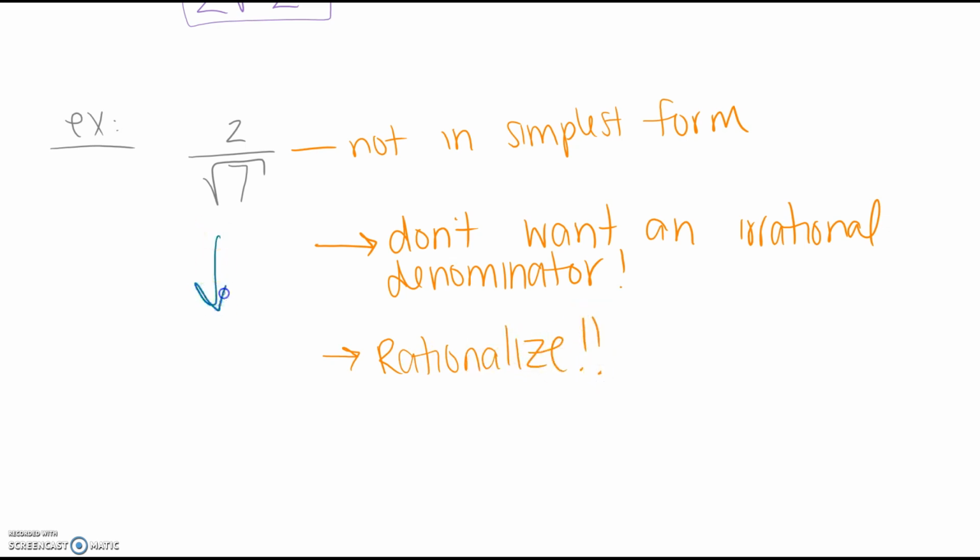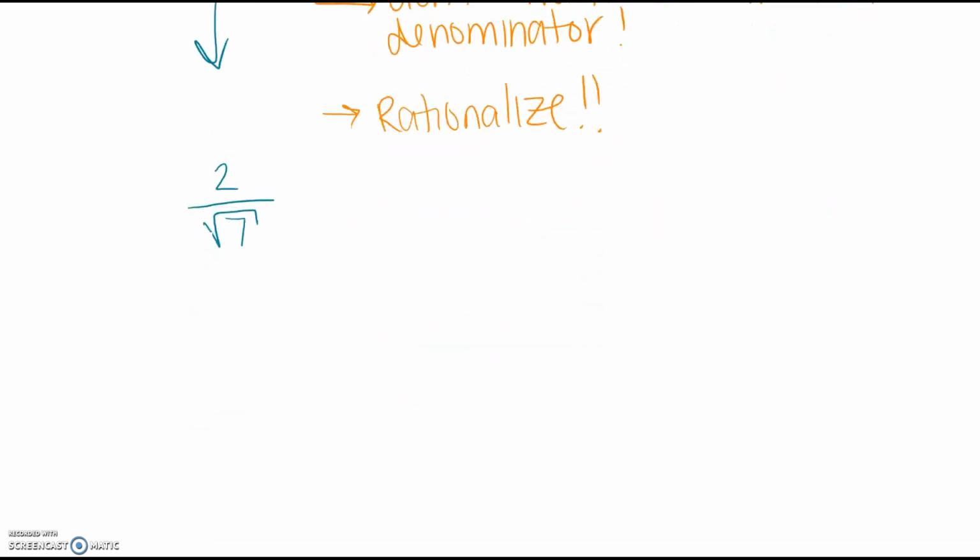So I'm just going to bring this down. Original problem is 2 over the square root of 7. What we're going to do is we're going to be really sneaky, and we're going to multiply. Yeah, I'll do it in green. We're going to multiply by the square root of 7 over the square root of 7. And it's sneaky because basically we're multiplying by 1.